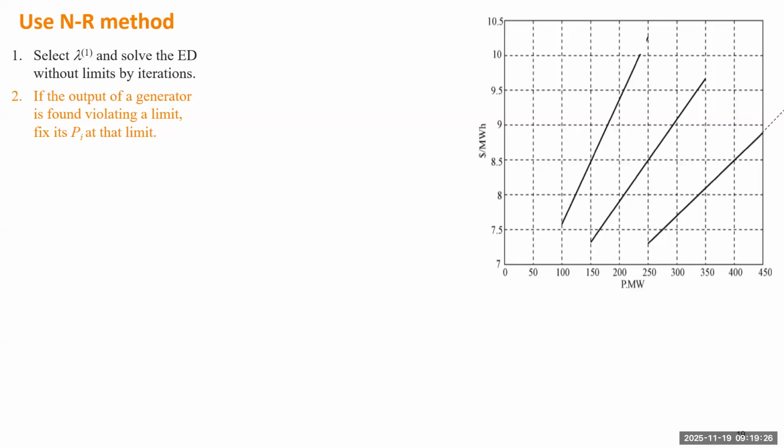If we find any generator violating one of the two limits, we just fix the output at that limit. Because we make this adjustment, the total output of generation is not equal to the load. So we have to continue. We cannot stop here. If there's no generator limit to be considered, we just stop at step 1 and solve the problem. But because we consider limits, we have to continue.